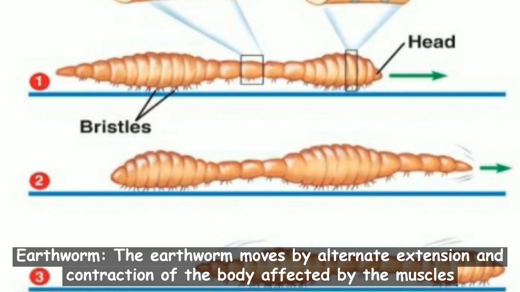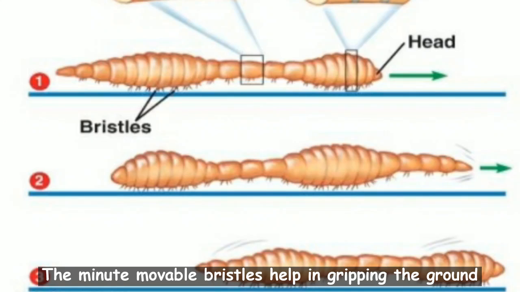Earthworm. The earthworm moves by alternate extension and contraction of the body affected by the muscles. The minute movable bristles help in gripping the ground.